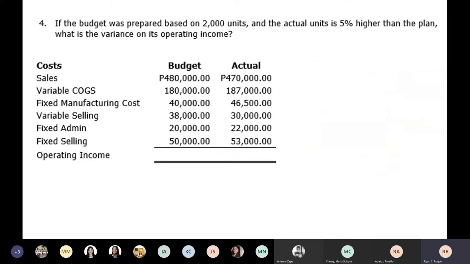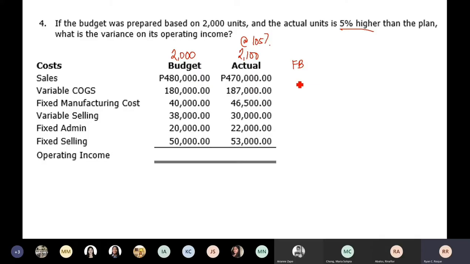Okay? So, yung number 3, medyo ganun din, pero 95% of the plan. Let's just go to number 4, wherein yung ating actual units ay... Okay, yung actual units natin ay 5% higher than the plan. Again, the budget is for 2,000, but the actual is for 2,100 or at 105%. Okay. So, we have to prepare again flexible budget.